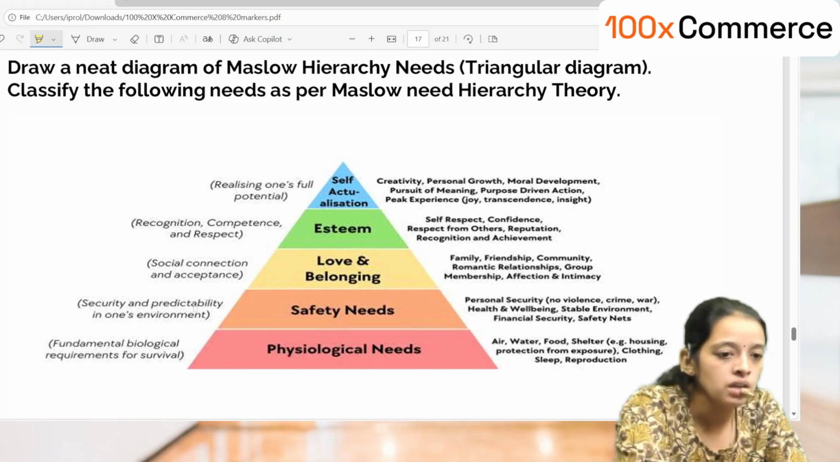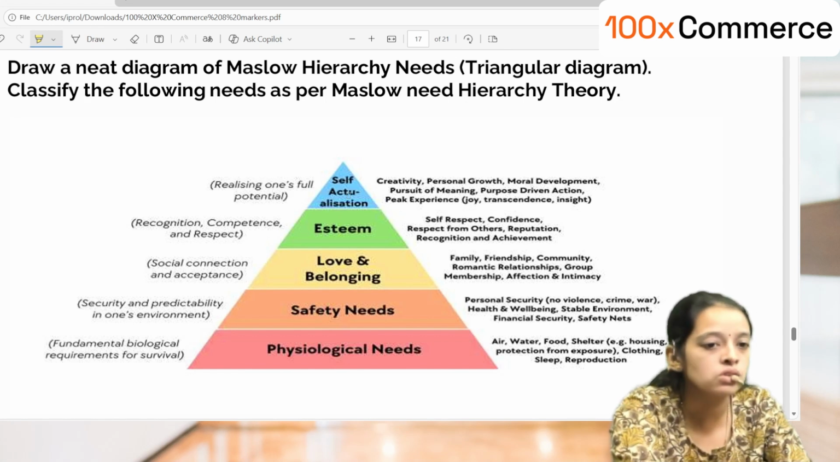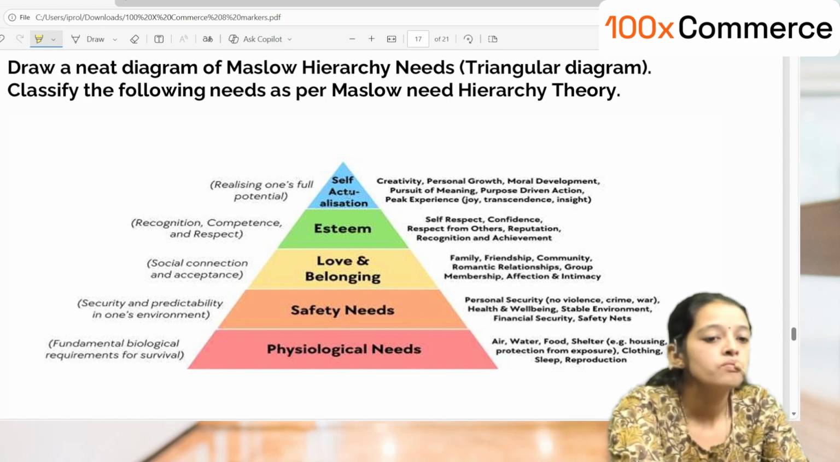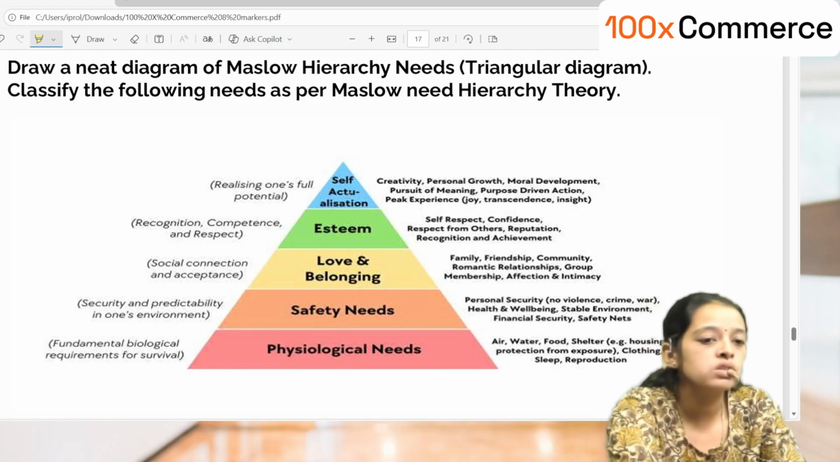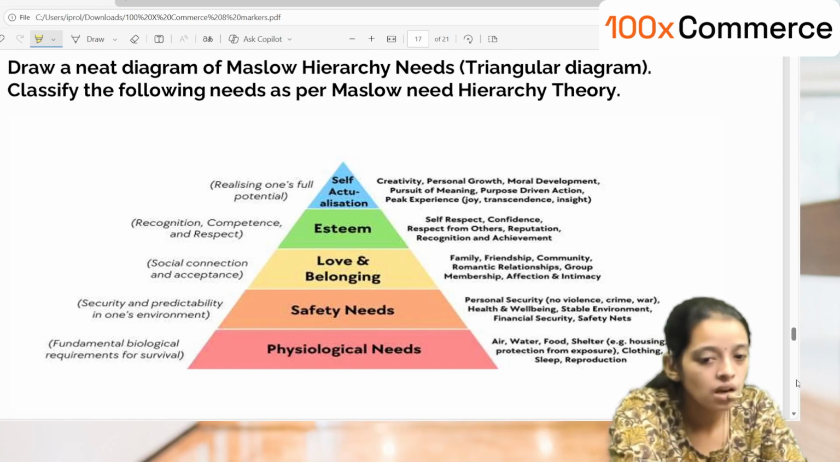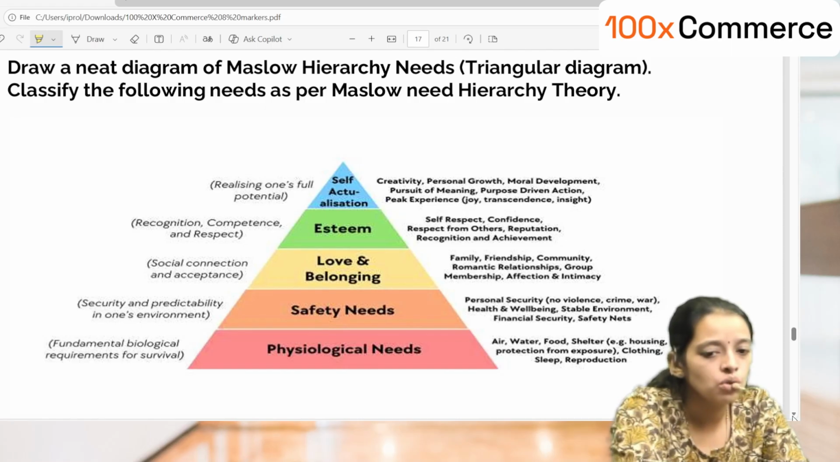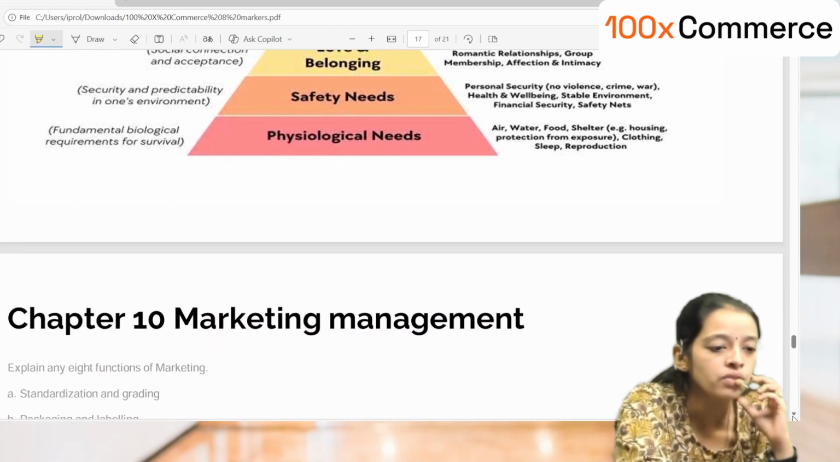Next one will be self-actualization. Self-actualization is the highest of all the needs, wherein one realizes one's potential to the fullest. This involves creativity, personal growth, moral development, and what he actually wanted to be in one's life. So this is about the hierarchy of needs.